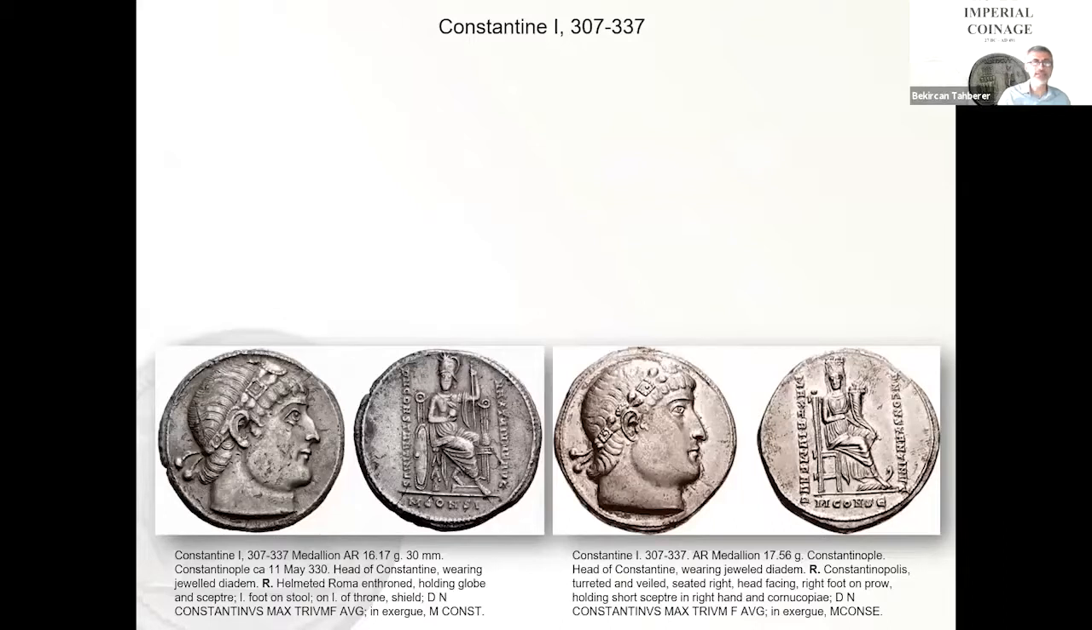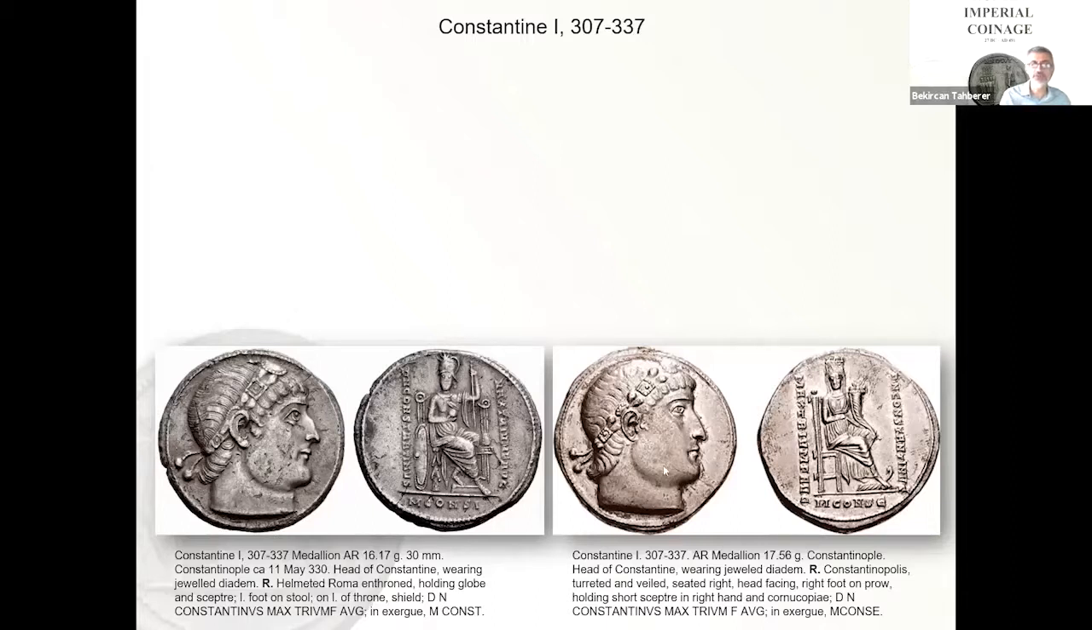After a long struggle in the western and eastern part of the empire, Constantinus proved to be the most skillful in terms of military skills and administrative skills among his peers. And he decided to move the capital from Rome to Constantinople, or Byzantium, as it was known at that time.